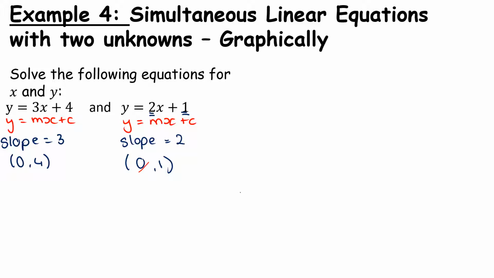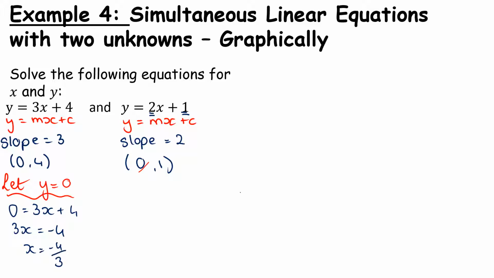So let's find the x-intercept, or where it crosses the x-axis. What we're going to do is let y equal 0 for both of these and see what happens to get us another point. So I'm going to have 0 equals 3x plus 4, so I get 3x equals minus 4, x is equal to minus 4 over 3. Not a great point, it's not going to be very nice to plot, but we can do it. For 0 equals 2x plus 1, 2x equals minus 1, x equals minus a half.